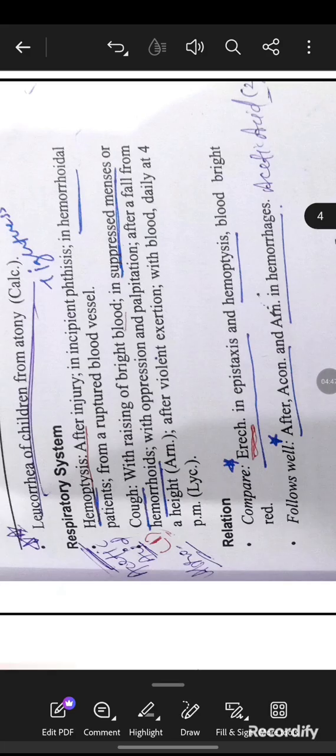Cough with raising of bright red blood. Cough in suppressed menses or hemorrhoids. Do you remember in medicine abdotanum, page number 1, rheumatism alternates with hemorrhoids, and in millifolium, cough with hemorrhoids, and cough with oppression and palpitation, cough after a fall from a height, and cough after violent exertion, and cough with blood daily at 4 p.m., like lycopodium. When we read millifolium, we will go for lycopodium too. Okay. Cough at 4 p.m. with blood, there is millifolium.